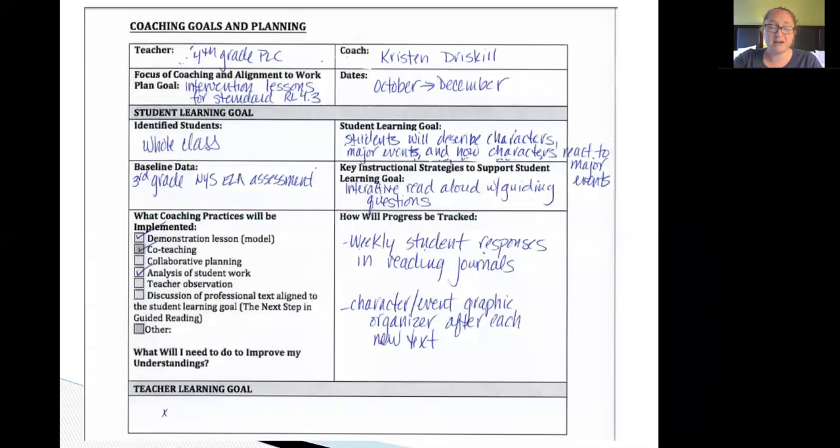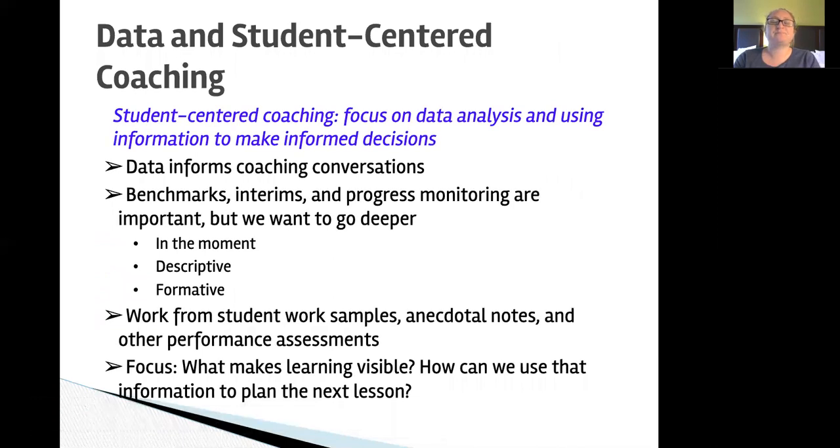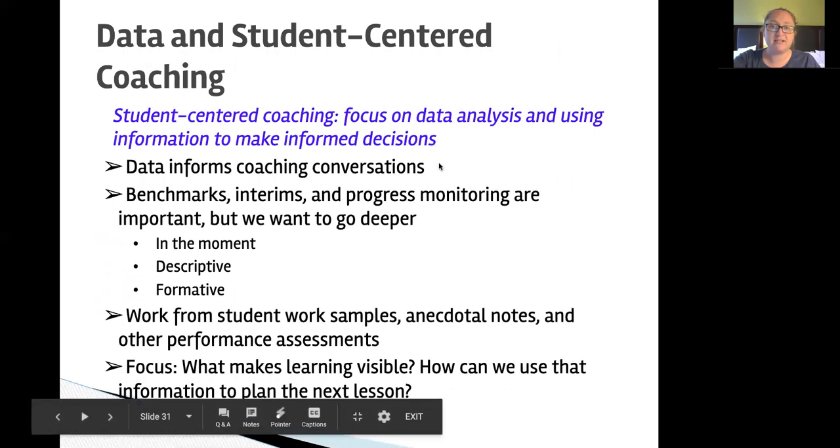Thinking about using data within student-centered coaching, remember, in student-centered coaching, we have to focus on data analysis and using information to make good decisions because everything is based on the standards, right? And how students are doing in accordance to the standards. Well, we have to collect data to know that information. So data has to be what informs your coaching conversations. It can't be, oh, I think I saw this.